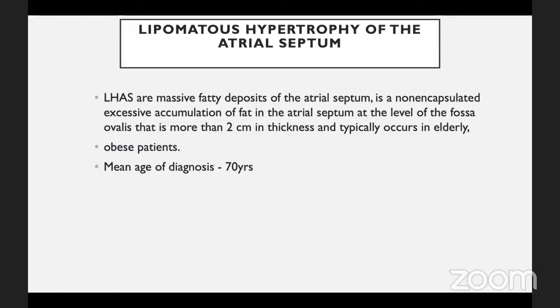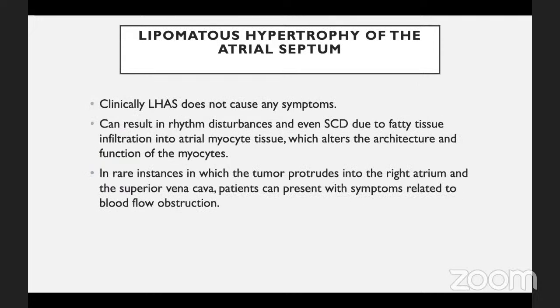The second type is usually a massive fatty deposit of the atrial septum. They are not encapsulated, unlike the lipomas, with excessive accumulation of fat in the atrial septum at the level of the fossa ovalis, more than 2 centimeters in thickness. It usually takes place in elderly patients around 70 years old and in obese patients. They are asymptomatic, but they can result in arrhythmia.